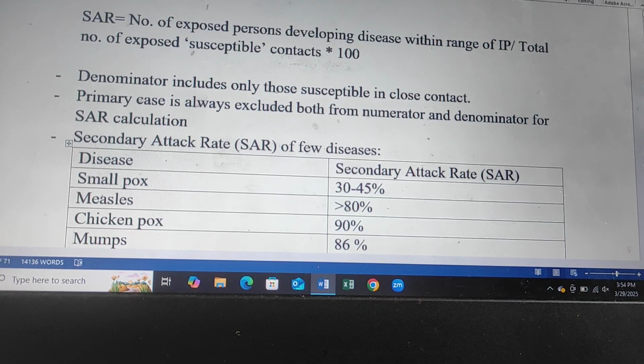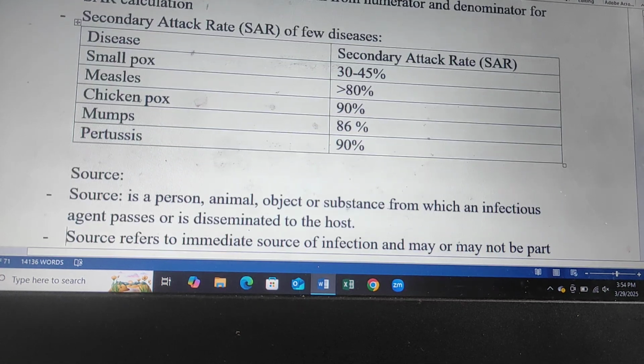Secondary attack rate of a few diseases: smallpox 30 to 45%, measles more than 80%, chickenpox more than 90%, mumps 86%, pertussis 90%.